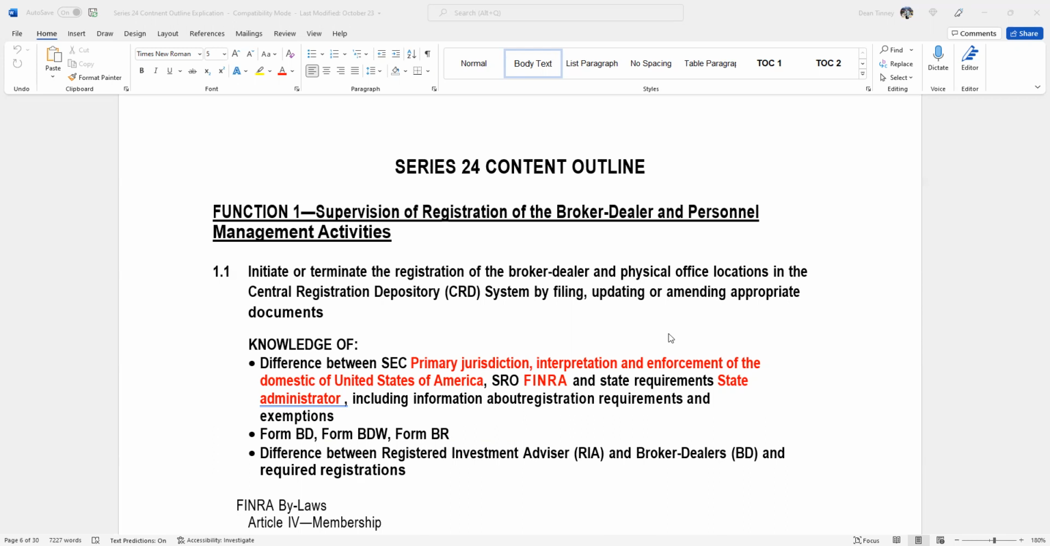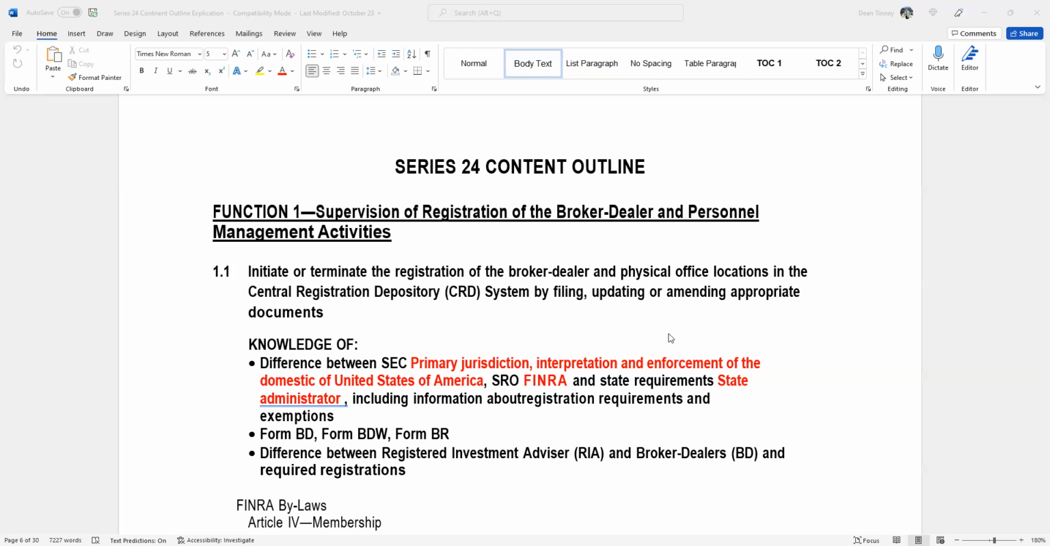I'll leave it to you to watch the initial introduction of the Series 24 content outline. So Function 1: supervision of registration of broker-dealer and personnel management activities. What I do is I go through these content outlines and put my comments, not all the time, but I try to, in different colors. So you can tell what is the content being provided by FINRA versus what is Dean's commentary on that. So in 1.1, we'll do 1.1 and 1.2 today, 9 questions.